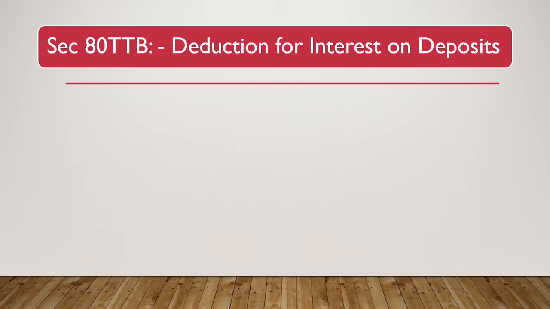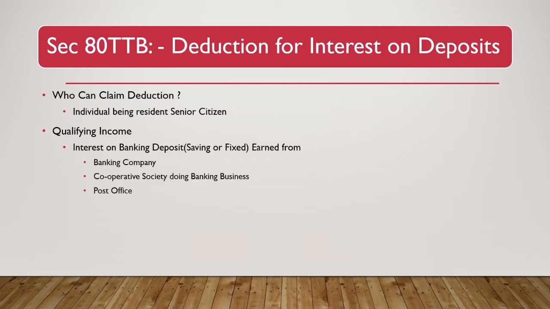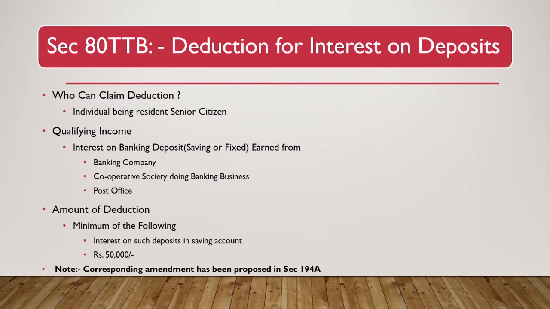Who can claim this deduction? Only a resident individual being senior citizen can claim this deduction. SSC can claim interest received from savings bank account, fixed deposit or recurring deposit, but he shall have these accounts with a banking company, corporate society doing banking business or post office. Here also there is a limit specified, that is a maximum of rupees 50,000 can be claimed as deduction.